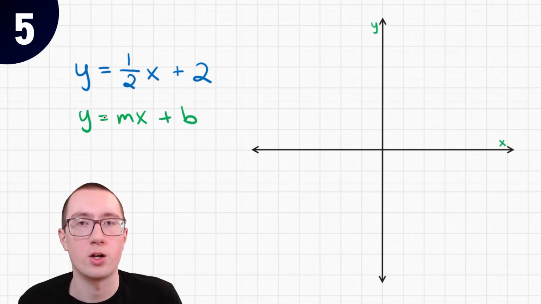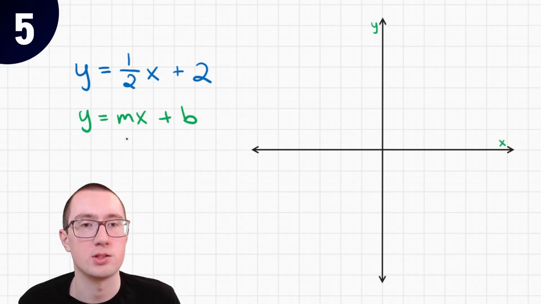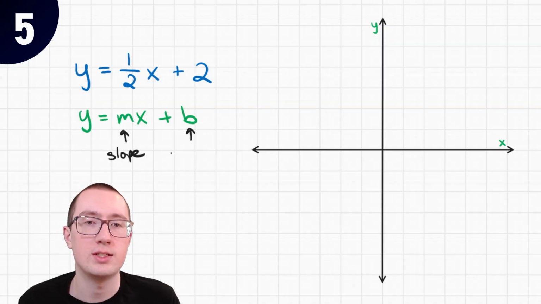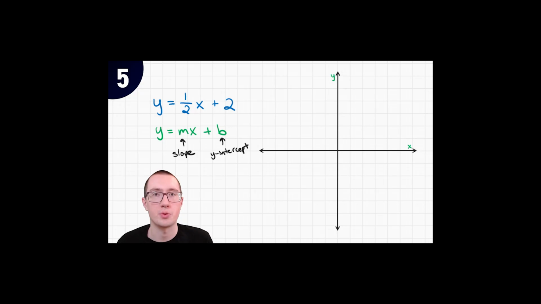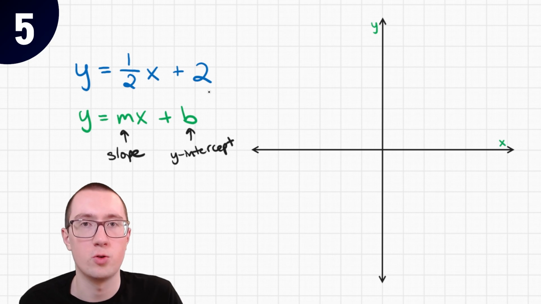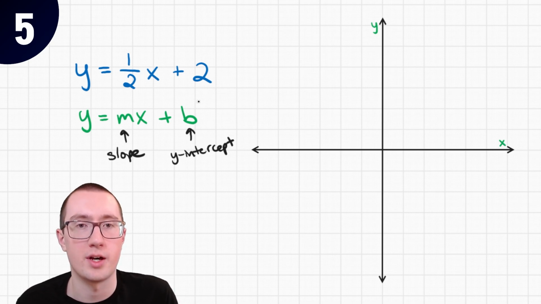So what do these letters even mean? Well, x and y are just going to stay as x and y. That's the whole point of an equation. But the other letters stand for something else. So the m stands for slope, and the letter b stands for the y-intercept. I was not the one that picked these letters, so don't get mad at me. So the y-intercept is a little bit easier to understand, so let's do that one first.